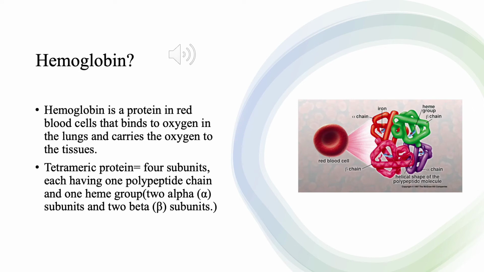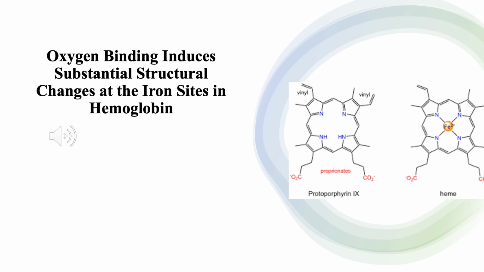Hemoglobin, what is it? According to this figure, hemoglobin is a protein in red blood cells that binds to oxygen in the lungs and carries the oxygen to the tissues. It's known as a tetrameric protein, which consists of 4 subunits, each having 1 polypeptide chain and 1 heme group: 2 alpha subunits and 2 beta subunits.